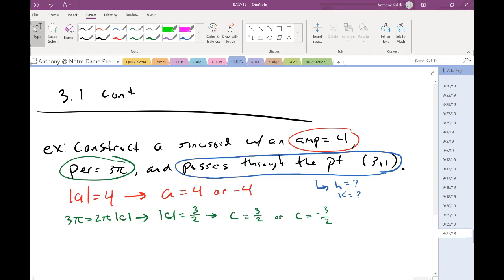If we have the choice, we're told nothing about this point (3, 1) other than our graph has to pass through it, right? We're not told that it has to be a maximum or a minimum or a midline point. Just the graph has to pass through it. So the easiest situation for me is to pick that to be a midline point. If I assume that's a midline point, I can use the sine function, and in that case my value for h is just going to be 3, and my value for k is going to be 1. That's the best case scenario.